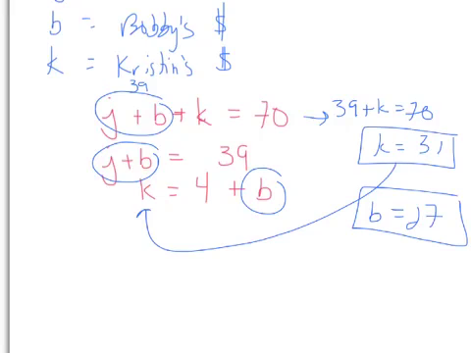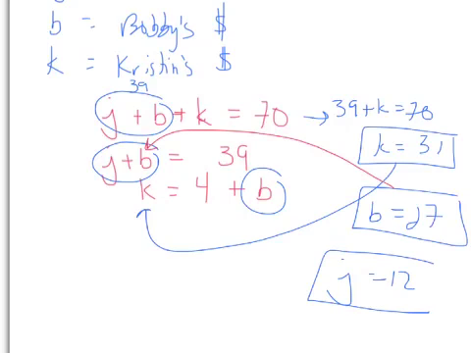And then finally, if Bobby has $27, we can take that quantity and plug it in here. If Bobby and John together have 39, and Bobby already has 27, that leaves John with $12. So our final answer would be that Kristen has $31, Bobby has $27, and John has $12.